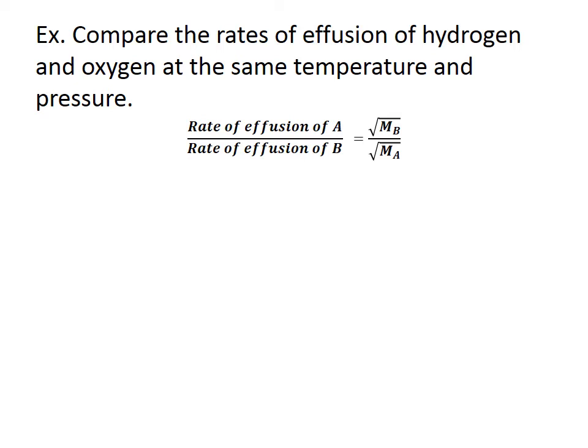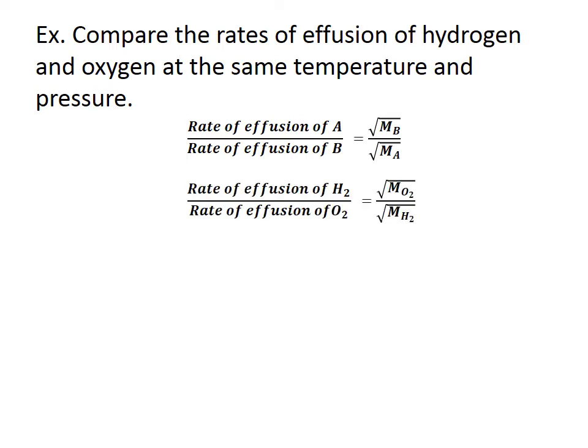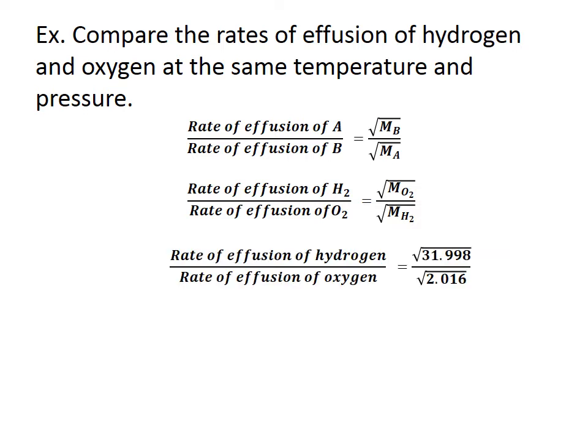So we know our equation for comparing rates of effusion: the rate of substance A over the rate of substance B is equal to the square root of the molecular mass of B divided by the square root of the molecular mass of A. So our two substances are hydrogen and oxygen. We replace our A and B with hydrogen and oxygen. Now we're going to include our molar masses of oxygen and hydrogen.